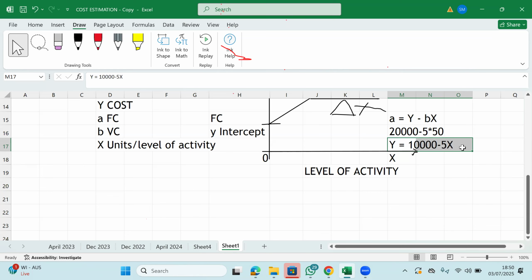Then what you need to do is to substitute your X with the number of students you are admitting in this particular school, or with the level of activity that you are engaged in. So after getting our function, we can estimate any other cost that may come our way by simply substituting. Any question after that, as well as the high-low method?